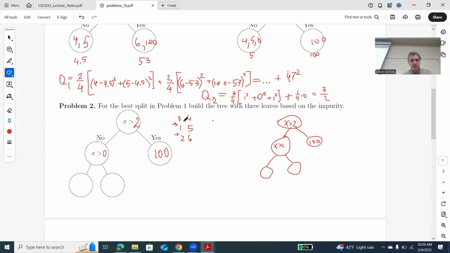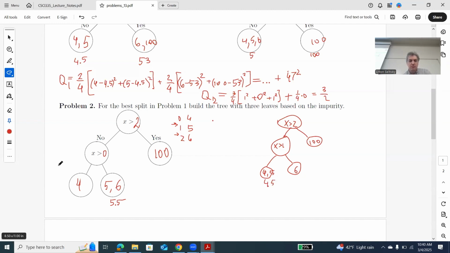Okay, so the predictions. For x greater than 0, if it's 0, the prediction is 4. If it's greater, the prediction is 5 or 6, and the average will be 5.5. For the second tree, we have 4 or 5 and 6. So the prediction in this leaf will be 4.5.